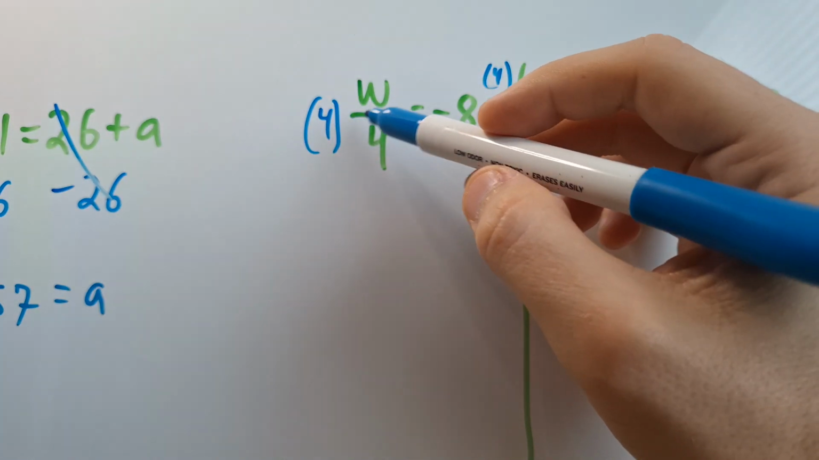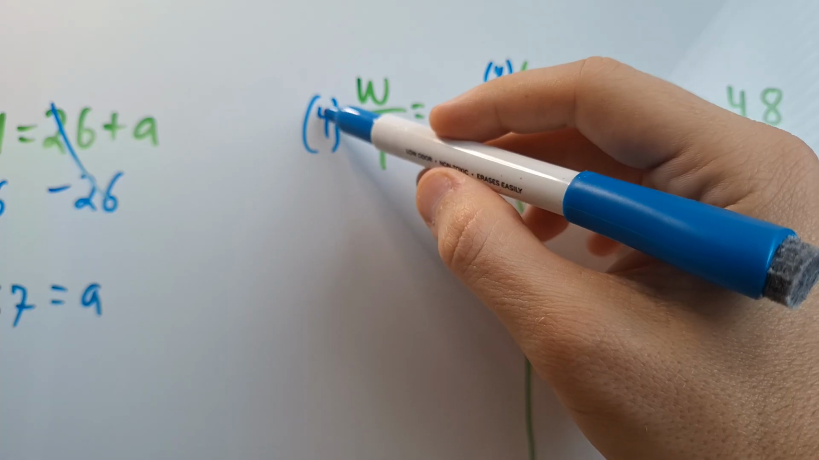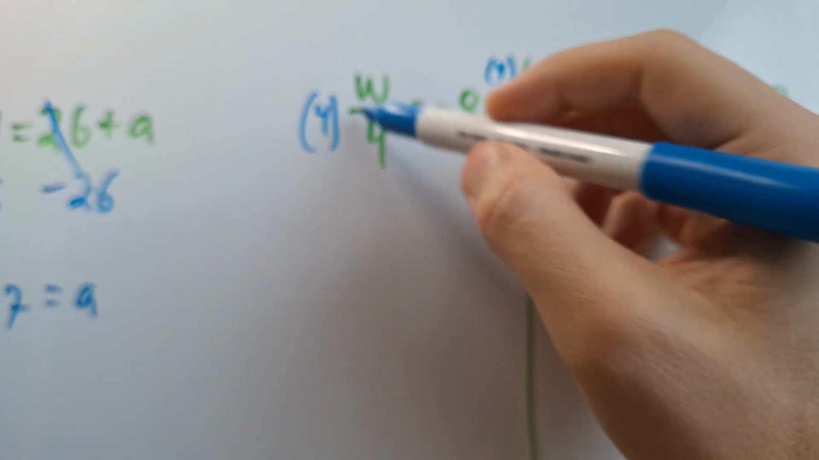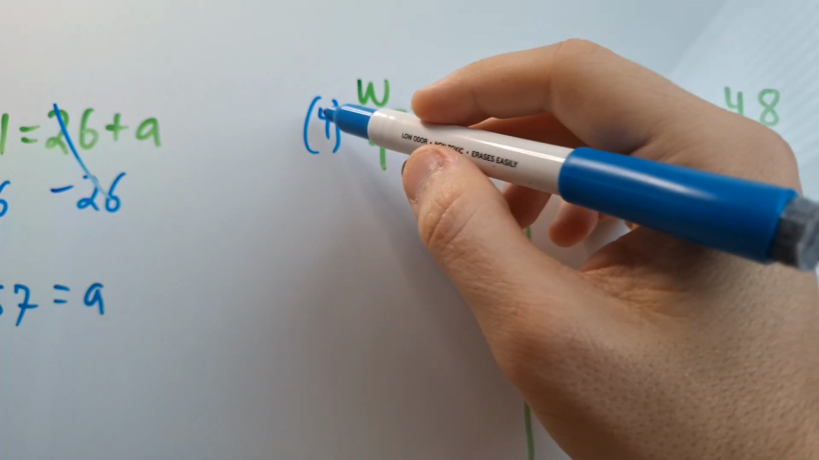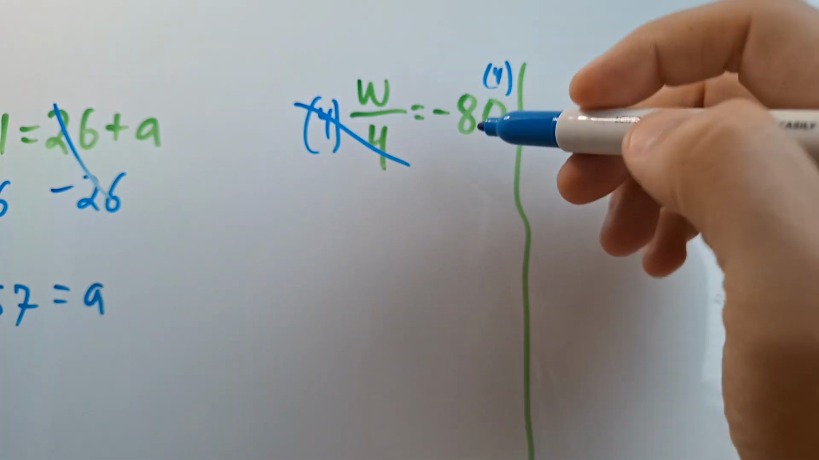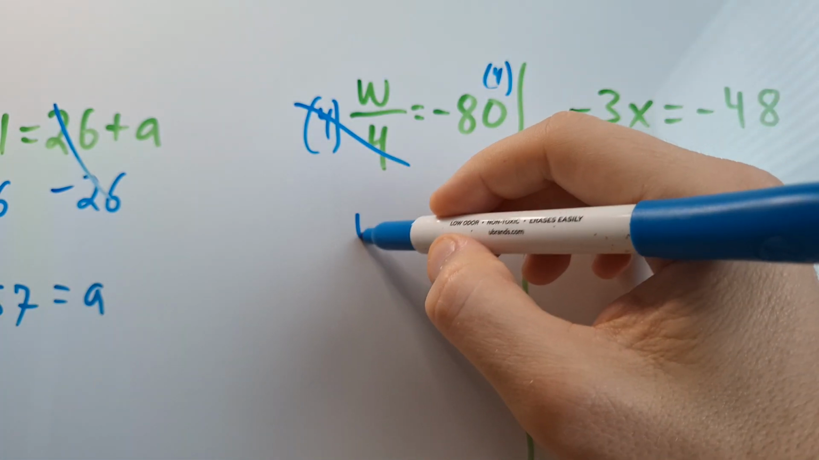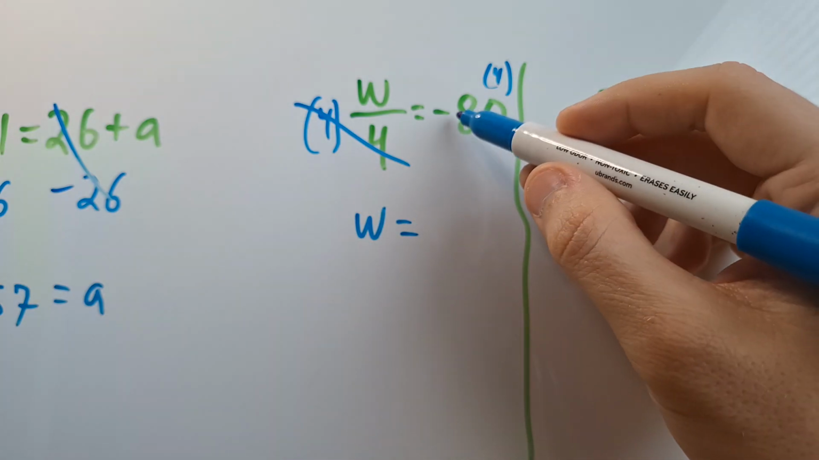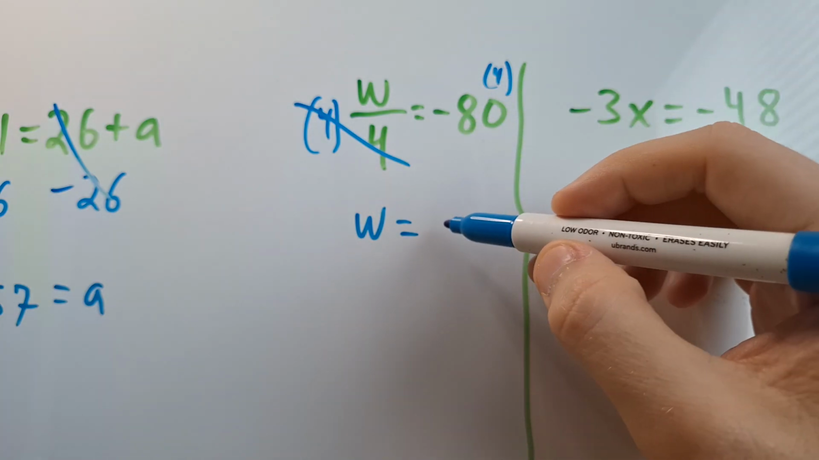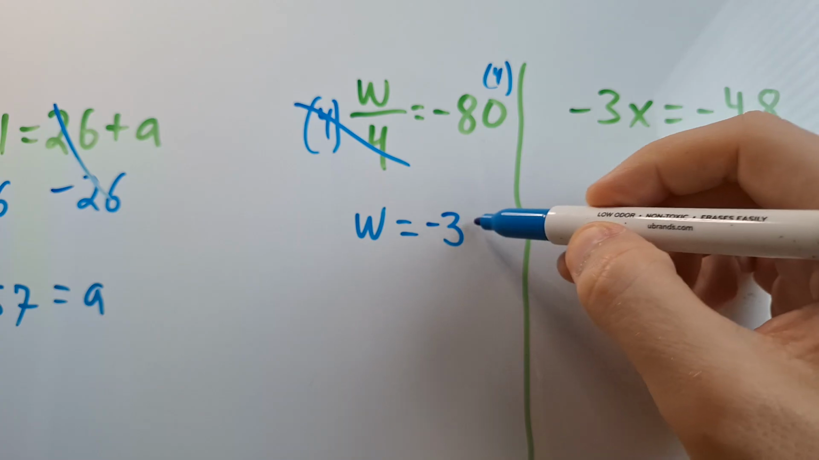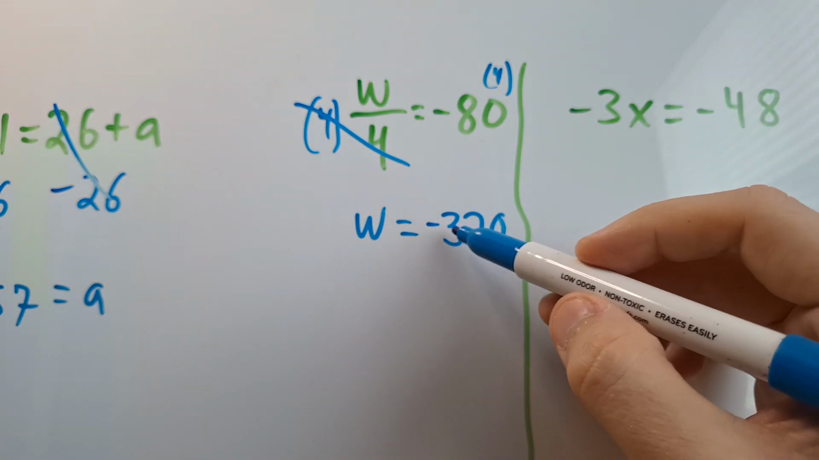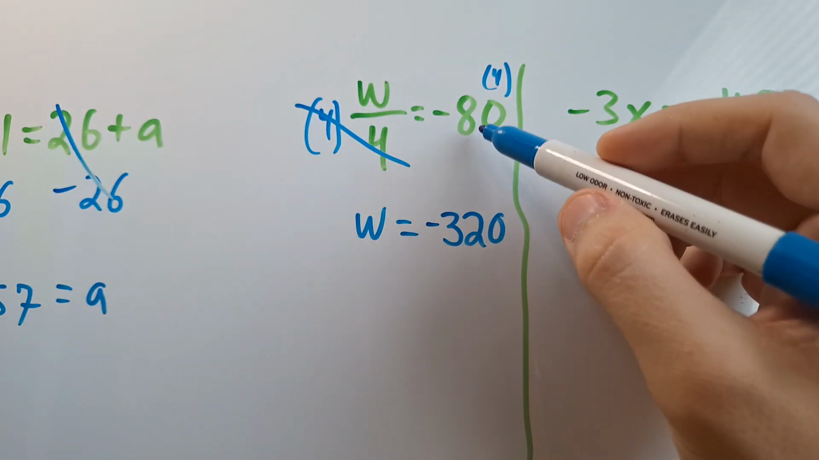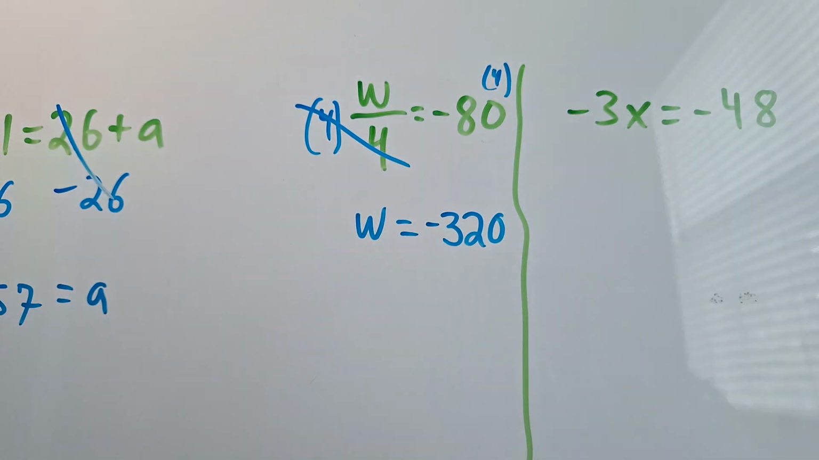What this does is that this is saying you're going to multiply this number to your numerator, and that will cancel out, because whatever you have up top that matches on bottom can cancel out in an equation. So now I'm left with just w, and this is negative 80 times 4, so my answer will be negative 320. If you divide negative 320 by 4, your answer will be negative 80.